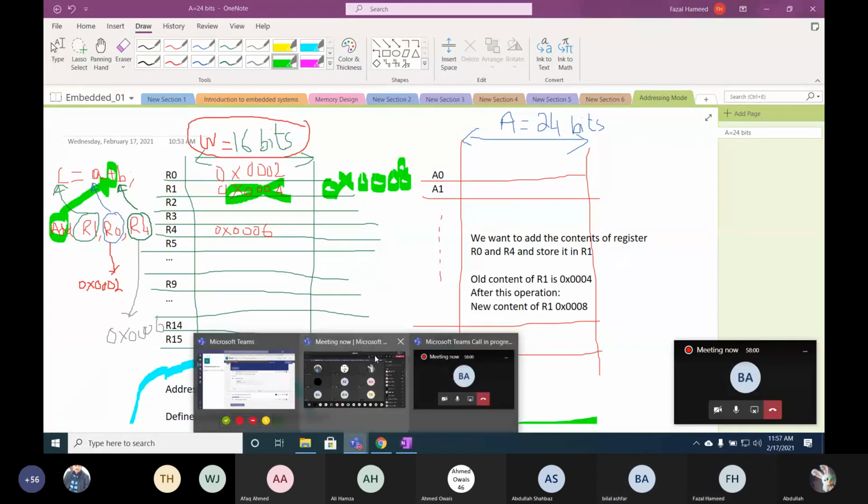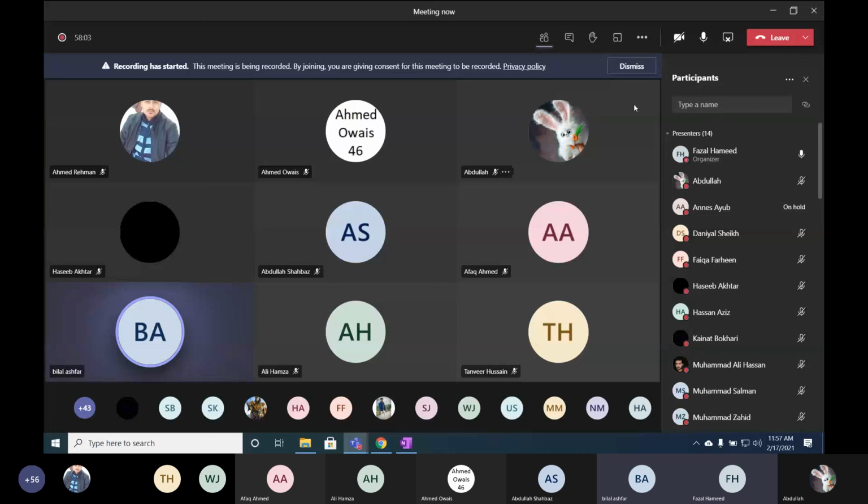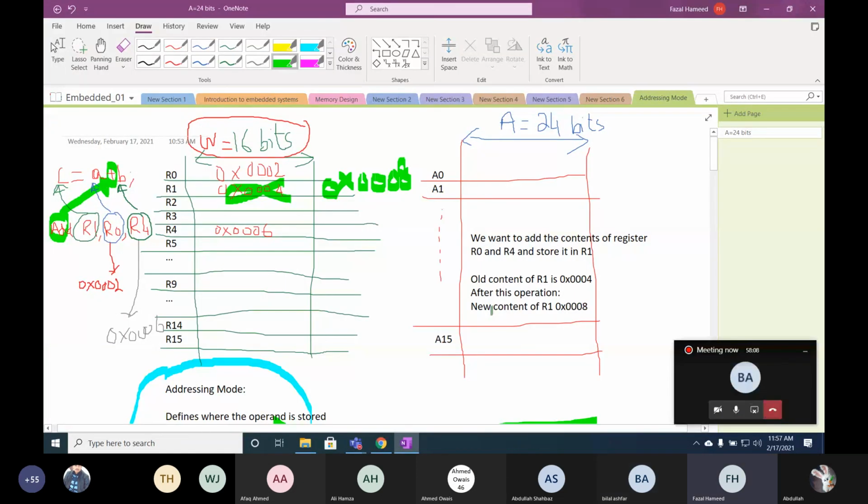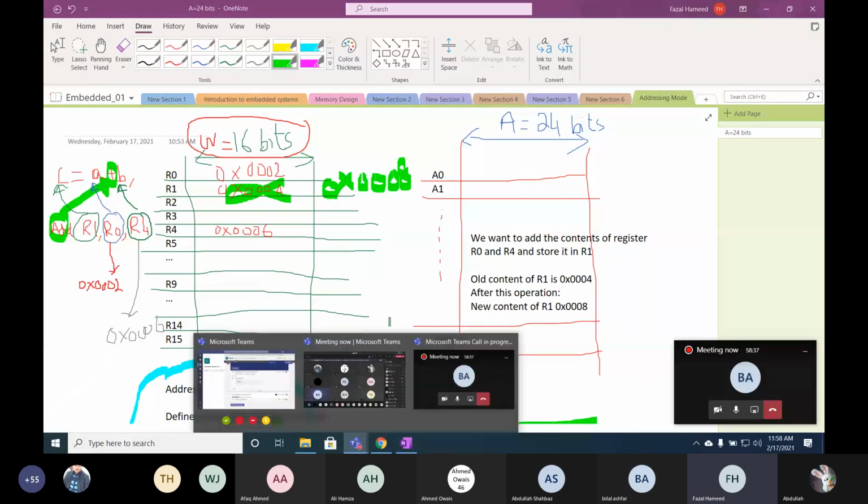ठीक है बेटा? Sir, the previous will be removed or overwritten? It will be overwritten. Not removed. The old contents will be overwritten by the new contents. Whenever you did operations in C, C++, this is the old value and the new value. The old contents will be overwritten.